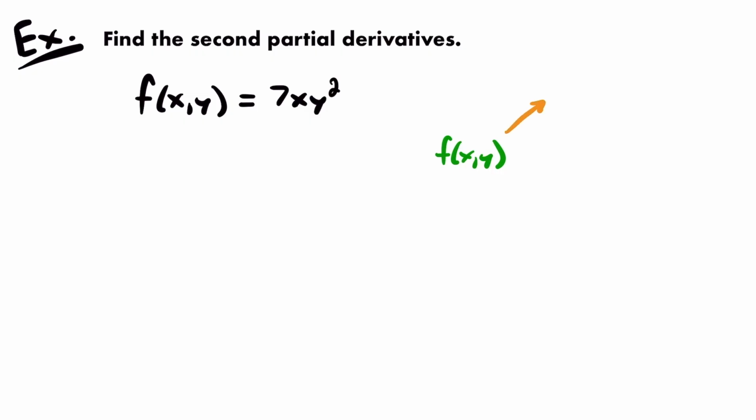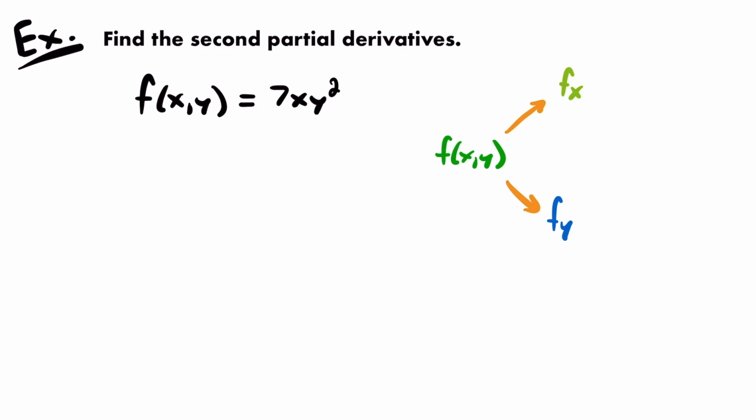So what we can do is take a partial derivative with respect to x, which we can represent with f sub x, and then we can also take a partial derivative with respect to y, which we can represent with f sub y. And so those are the two first partial derivatives, but then for each of those, we can take another partial derivative with respect to each of the independent variables.